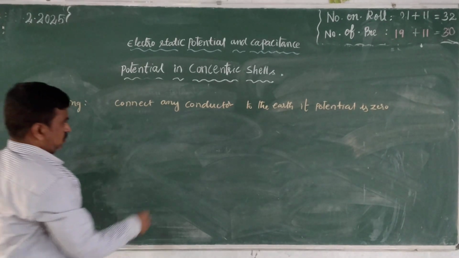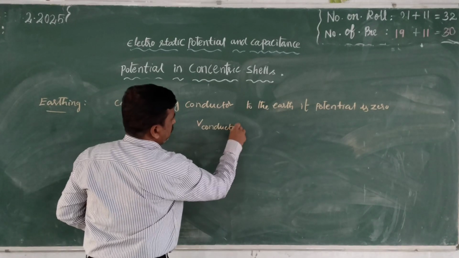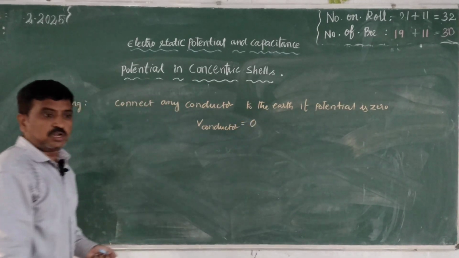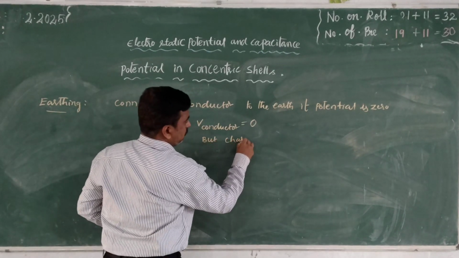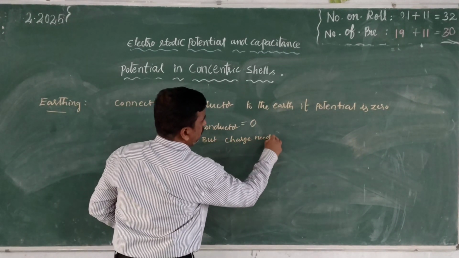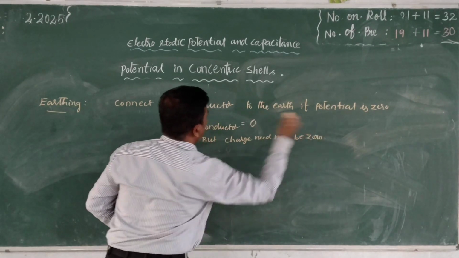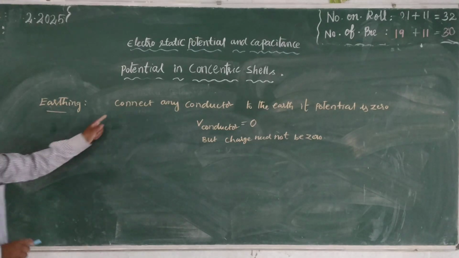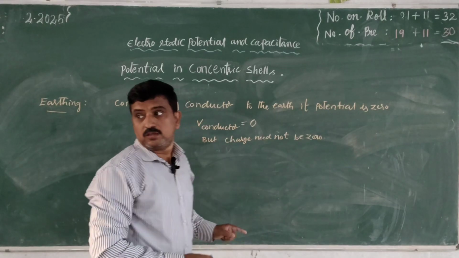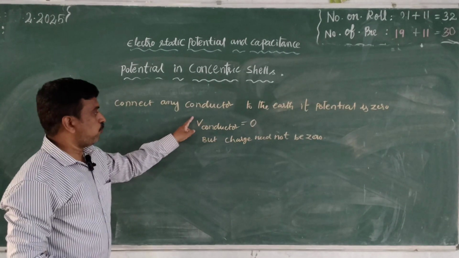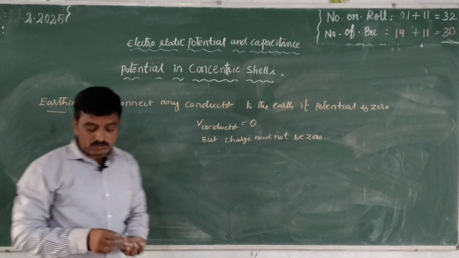See, what is the potential on the conductor due to earthing now? Zero, but the charge need not be zero. Earthing means connecting any conductor to earth, its potential is zero. In this case the potential on the conductor is zero, but the charge need not be zero.